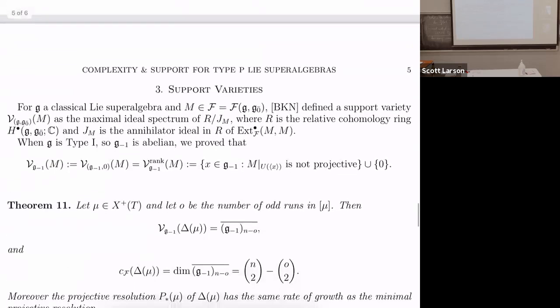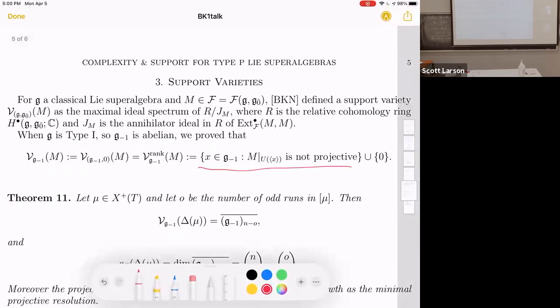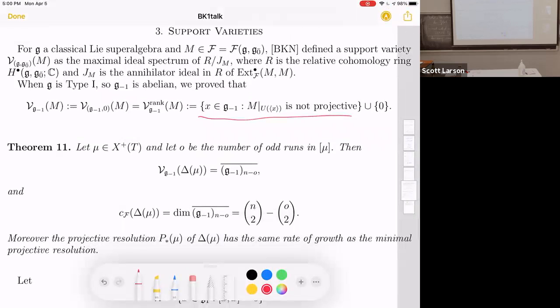Here's some stuff on support varieties. If you already know what a support variety is, you can skip the first paragraph. And if you don't know what a support variety is, you can still skip the first paragraph, but it probably won't be very meaningful. Some of these support varieties are given by a rank variety, which is this description over here. And we were able to figure out that this G minus 1 support variety of delta mu is the skew symmetric n by n matrices of rank n minus o, take the closure of that.